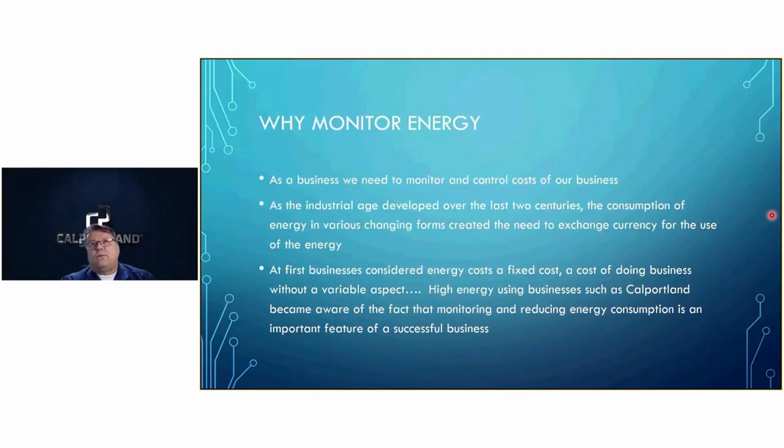So why do we have an energy program and why do we monitor it? As a business, we need to control our cost, and you want to be able to track that. As the industrial age developed and energy became something we were exchanging currency for, industry started to consume this power and may have made a mistake, and many still do. They look at that as a fixed cost, a cost that's just the cost of doing business. At Calportland, we've recognized that this is actually a variable cost. This is something that we can actually control.